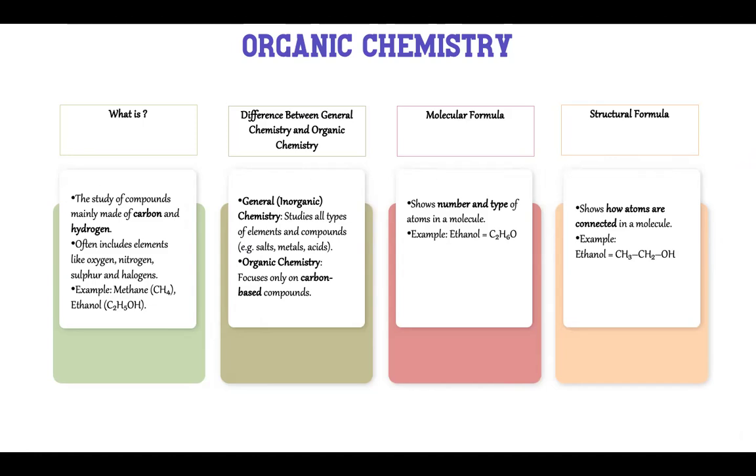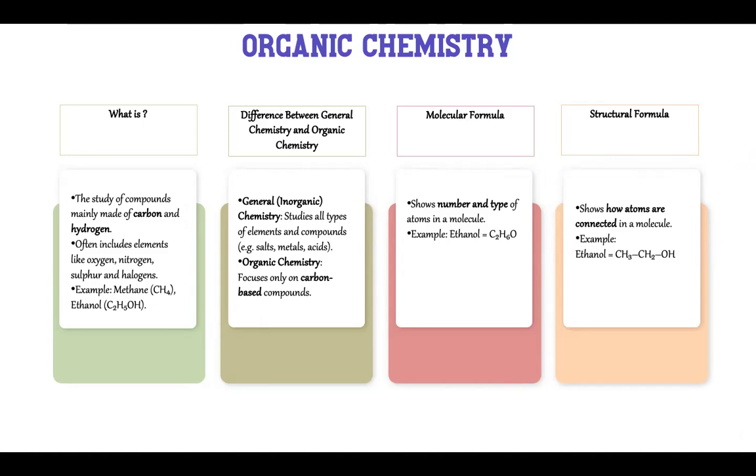The difference between general chemistry and organic chemistry is that general chemistry is the study of all types of elements and compounds, for example salt, metals, acids. Meanwhile, organic chemistry focuses only on carbon-based compounds.